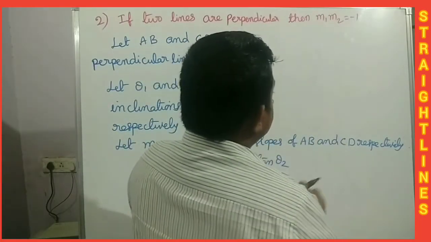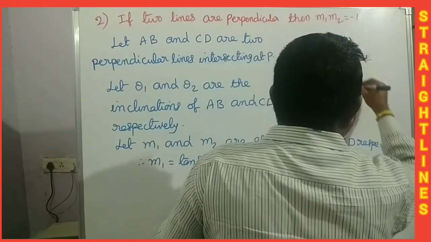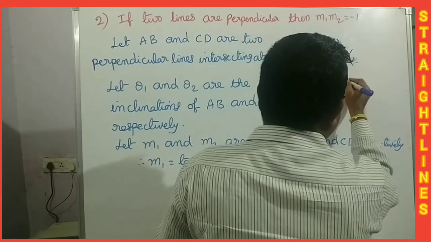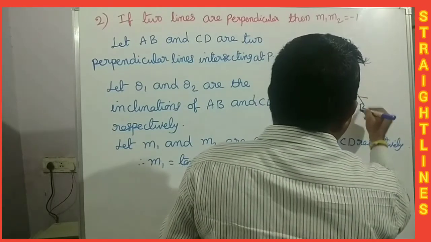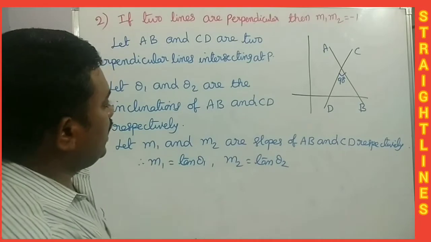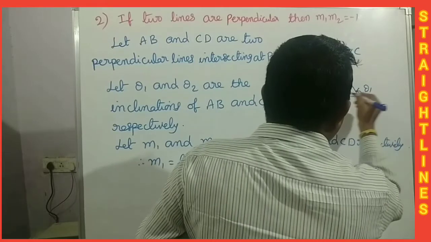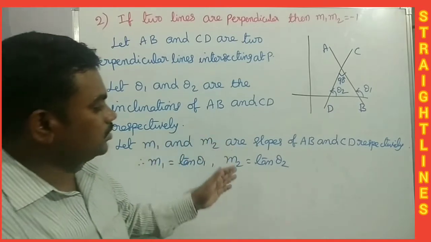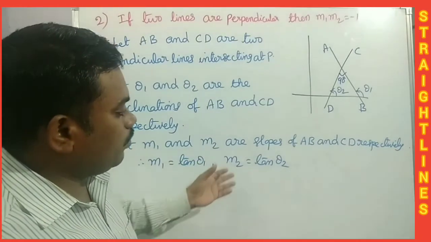Let AB and CD are two perpendicular lines intersecting at P. Here the angle between two lines is 90 degrees. So this is AB and this is CD. Let theta 1 and theta 2 are the inclinations of AB and CD respectively. This is theta 1 and this is theta 2. Next, let m1 and m2 are slopes of AB and CD respectively. Therefore, m1 equal to tan theta 1, m2 equal to tan theta 2.